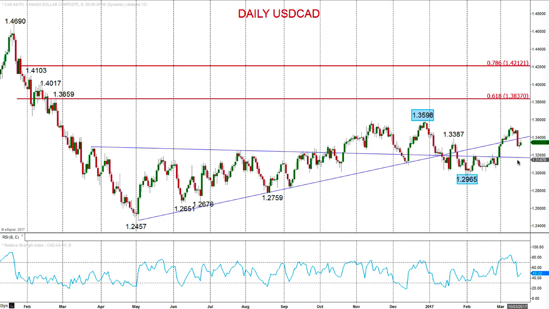Look at the US dollar versus the Canadian dollar and also the US dollar versus the Japanese yen as we move now into the second half of March.